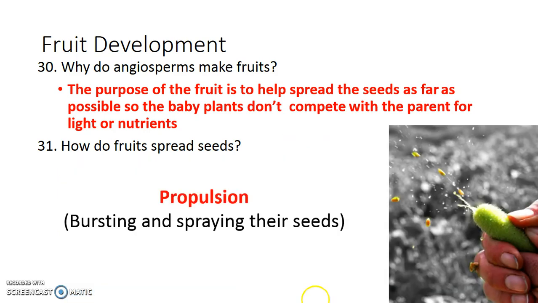And lastly, propulsion, which means bursting or spraying. This is a squirting cucumber. And it literally squirts its seeds out, literally shoots them out like BBs or bullets. And that bursting process, spraying those seeds, spreads those seeds all around.